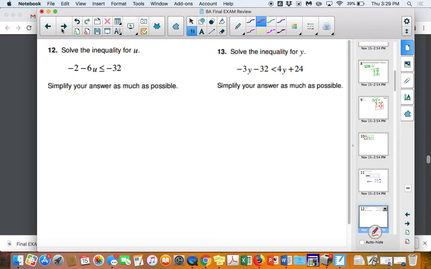Okay, this one says solve the inequality for u. -2 minus 6u less than or equal to -32.